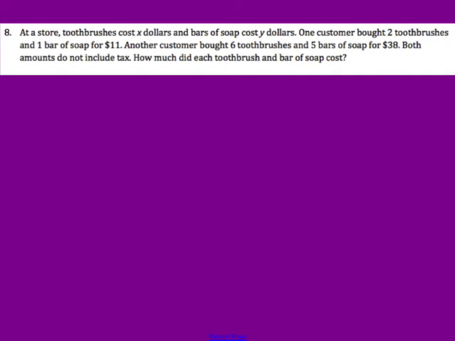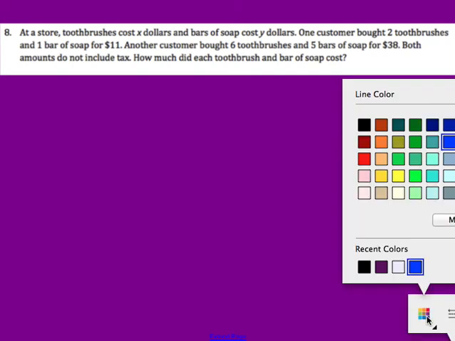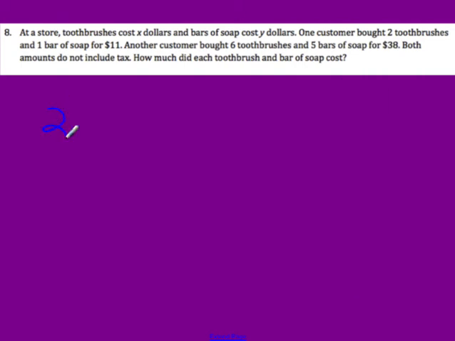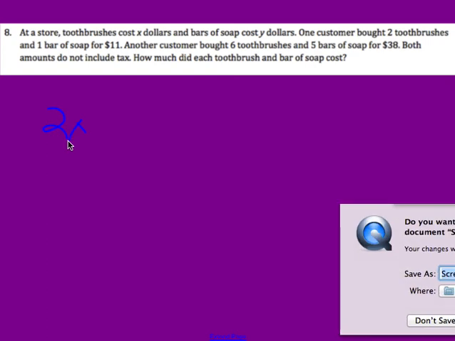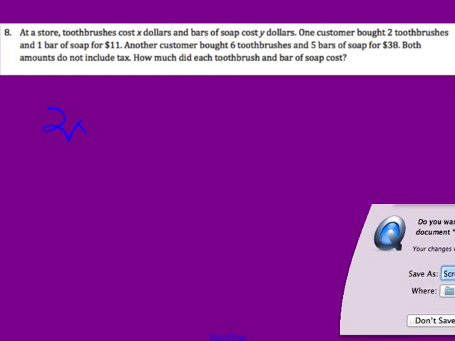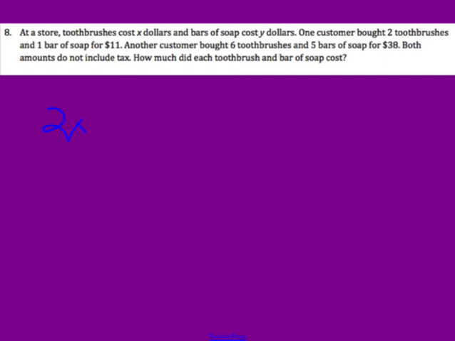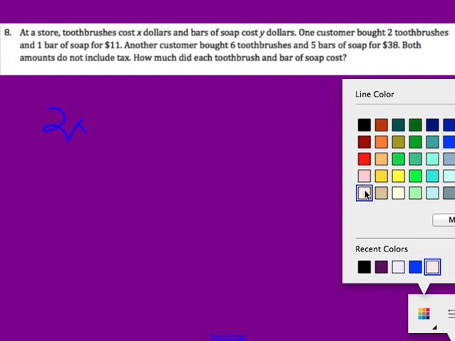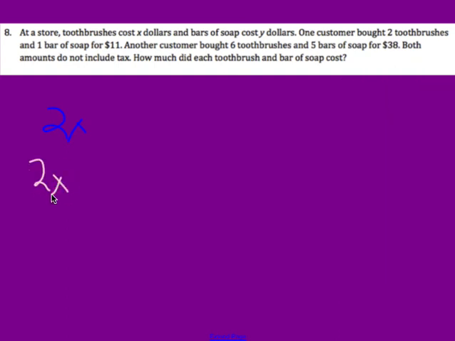Let's take a look at number 8. At a store, a toothbrush costs X dollars and soap costs Y dollars. One customer bought 2 toothbrushes at price X, plus 1 bar of soap at price Y, and that was $11. Another customer bought 6 toothbrushes at price X, and 5 bars of soap at price Y, and that was equal to $38.